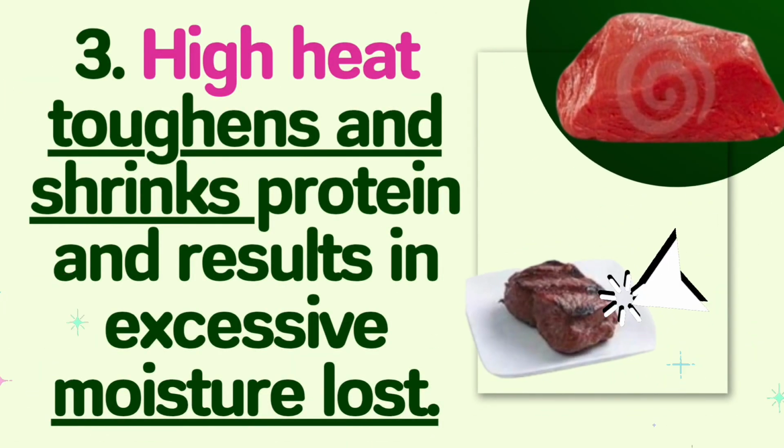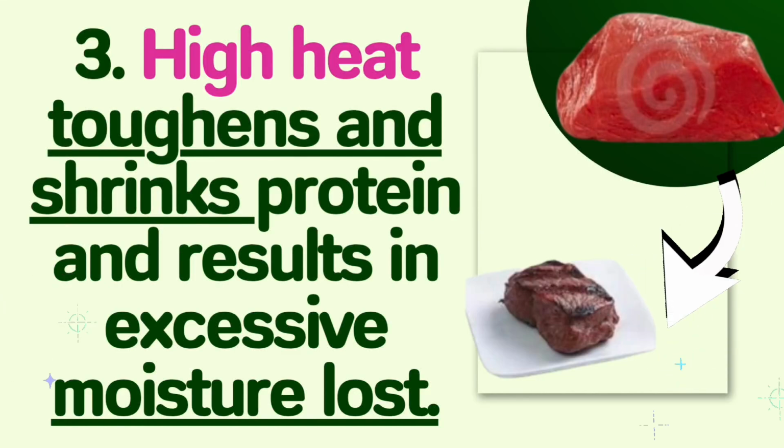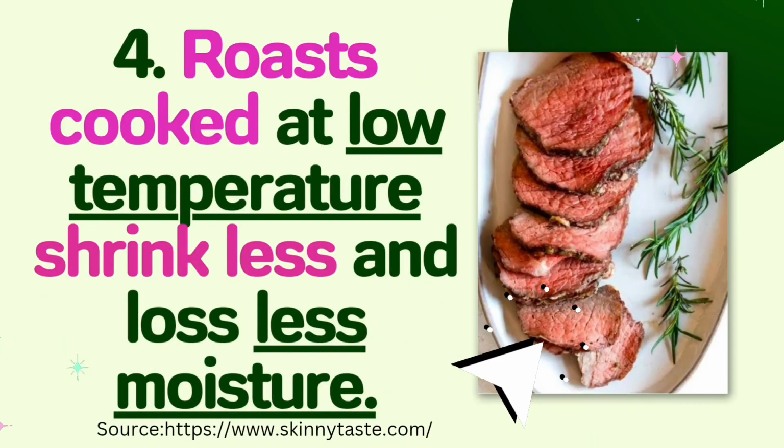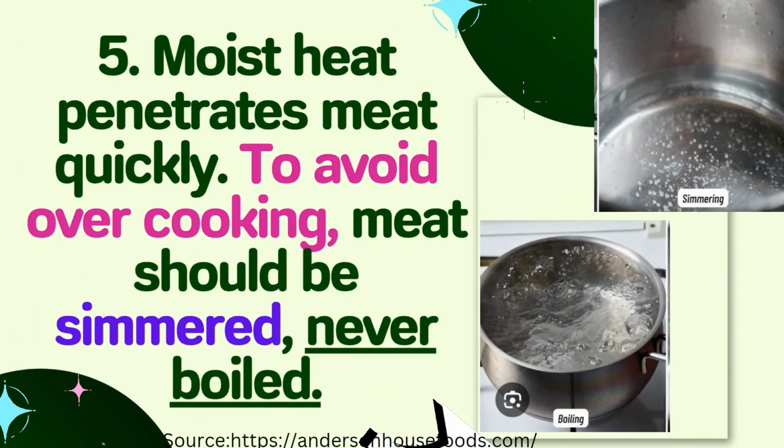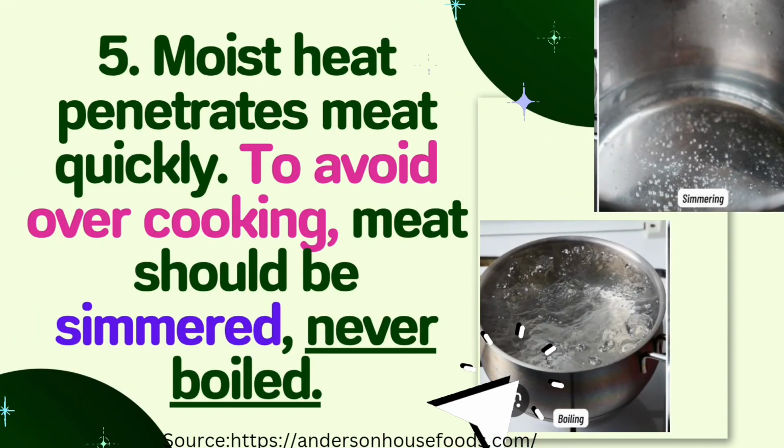3. High heat toughens and shrinks protein and results in excessive moisture loss. 4. Roasts cooked at low temperature shrink less and lose less moisture. 5. Moist heat penetrates meat quickly. To avoid overcooking, meat should be simmered, never boiled.